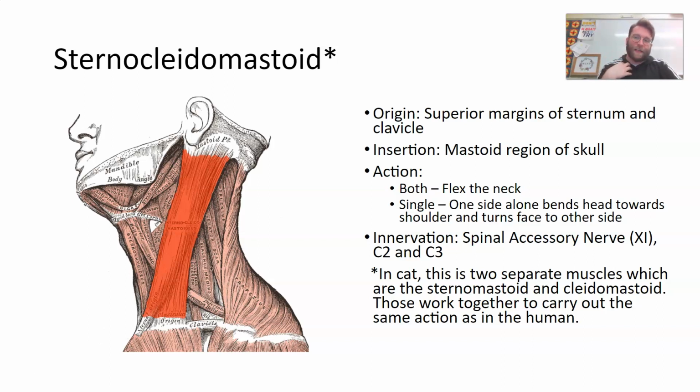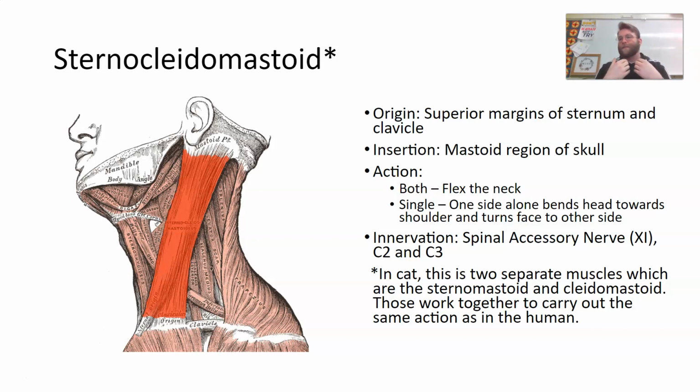So again, sternocleido, in this part, your sternum and your clavicle, and it inserts on the mastoid process of your skull. When you're thinking about its action, you have one on each side of the face. Depending upon how you fire those, if you fire one of them, it's going to rotate your head to the left or to the right, depending upon which one you're interacting with. Or if you work both of them at the same time, it's going to allow you to flex at the neck, so decrease the angle between your chin and your sternum.